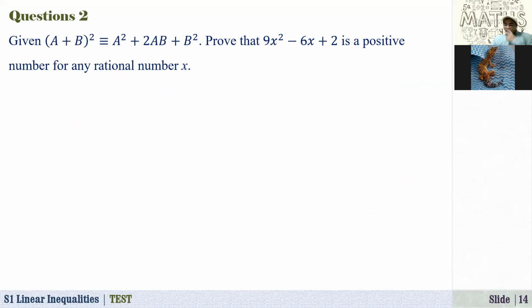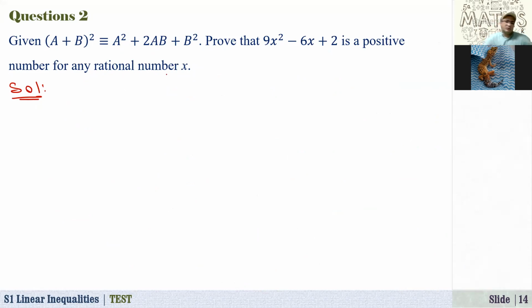Next question, question 2. We know that that's a perfect square. This is how we call this in algebra. A plus B squared equals, or identically equal to, A squared plus 2AB plus B squared. Because if we just expand this, we will get this expression. And prove that 9x squared minus 6x plus 2 is a positive number for any rational number x.